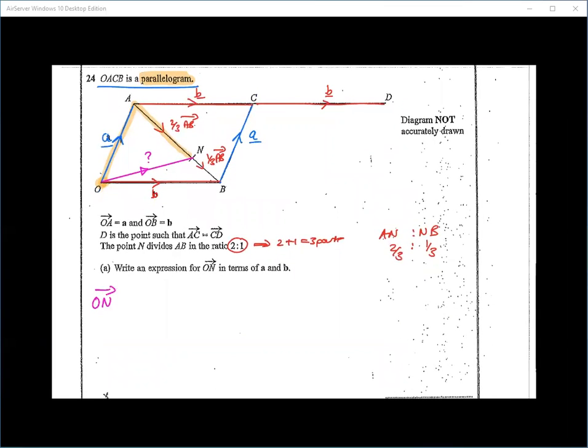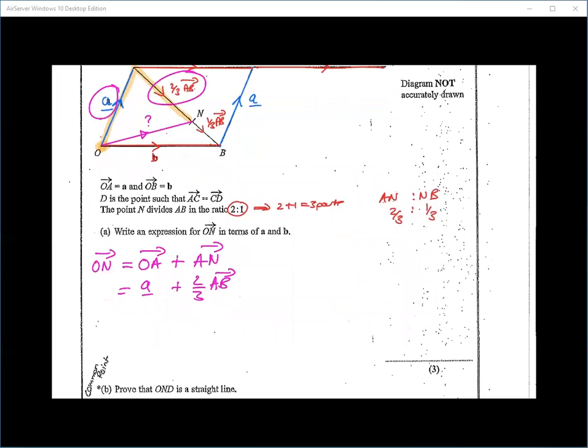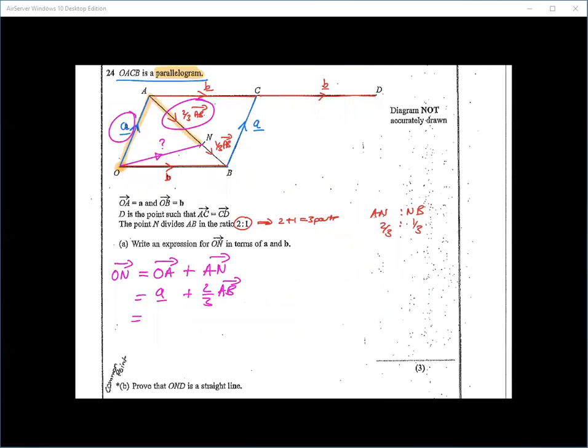So O to N equals O to A, add A to N. Yes, of course. And what's O to A? A. Add 2/3 AB. Okay, lovely. Keep on going. So what is AB? Did we work out AB previously or not? No, we didn't. Let's work it out over here.